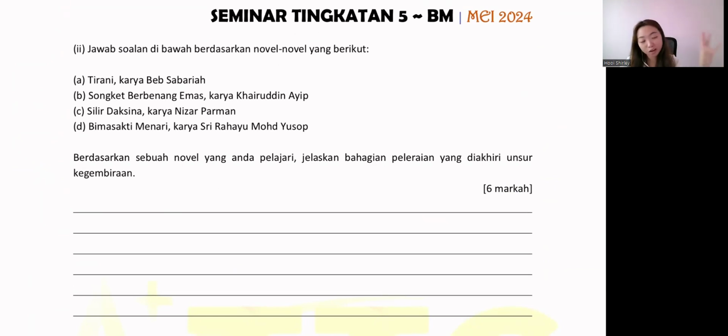What does it mean? The 2 buah novel, the list, they will give you the 4 novel in Form 4 and 4 novel in Form 5. So in total, in the list, they got 8 novel for you to choose. And they want you to berdasarkan 2 buah novel yang Anda pelajari. Meaning to say, both of it you need to know.